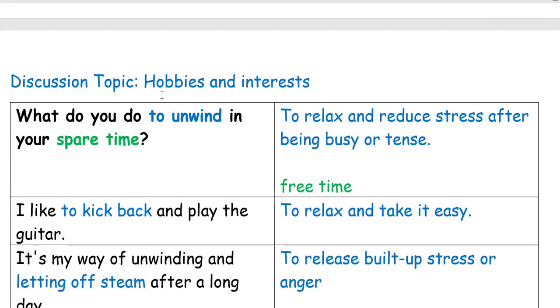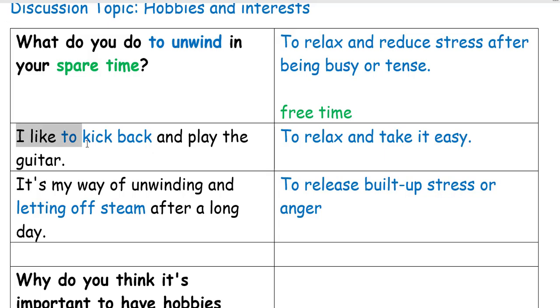And today's topic is hobbies and interests. Let's analyze some questions and answers together. Here's our first question. What do you do to unwind in your spare time? Okay, so to unwind means to relax and reduce stress after being busy or tense, all right? Which basically means just to relax, to chill out a little bit, to calm down and recover your energy levels. And spare time means free time.